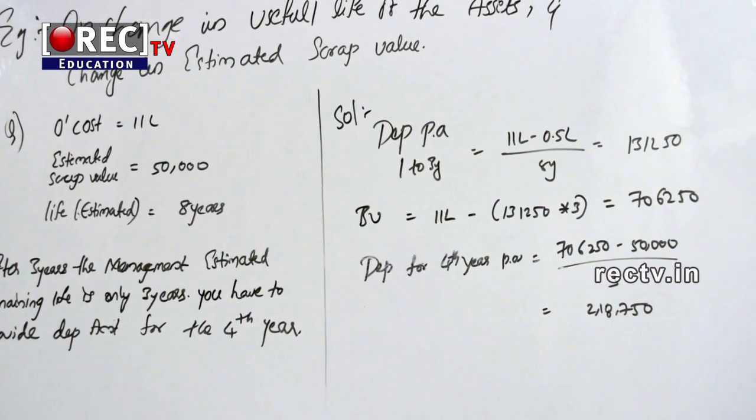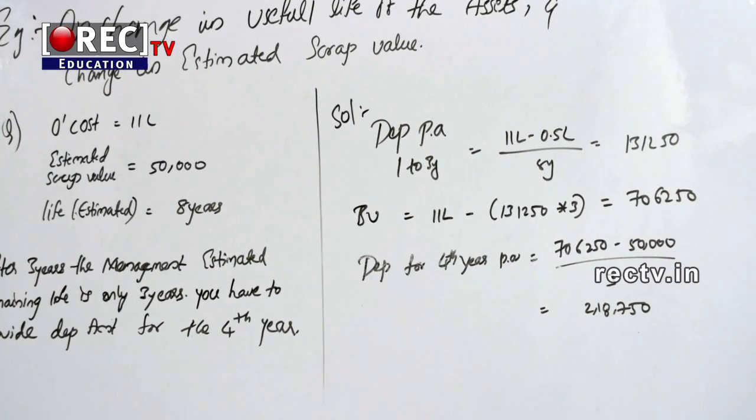The depreciation per annum for the first 3 years is 11 lakhs minus 50,000, that is the estimated scrap value, divided by the number of years that the asset will be useful, that is 8 years. So we got an amount of 1,31,250.